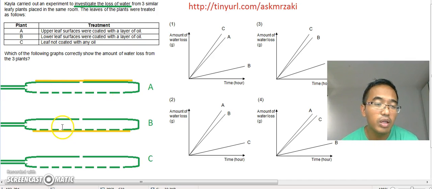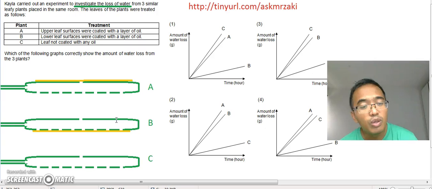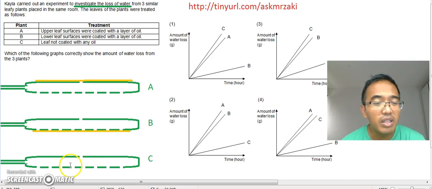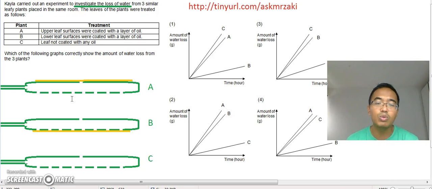Whereas if you are a water vapor in leaf B, you will find it harder to escape the leaf because there's only one hole and all the other water molecules want to escape through that one. Whereas leaf C is the easiest because there are holes above and there are holes below. So you can see this, right? Now, of course, this is just an example for you to understand.